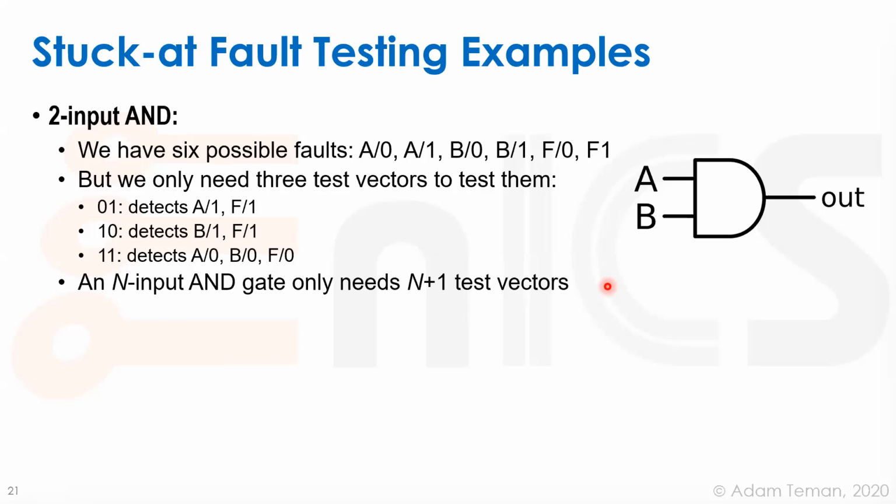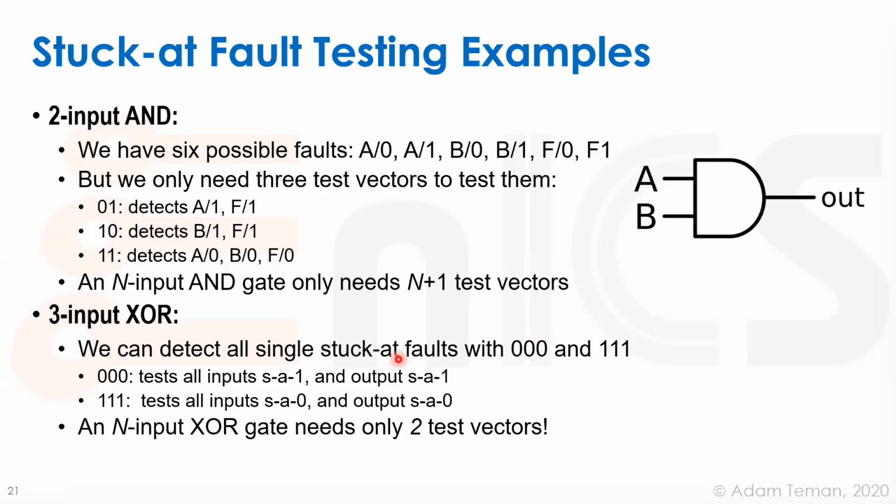Okay. What if we take an XOR gate? XOR gate, that's even better. So with a XOR gate, when you take a 3-input XOR gate, you can actually detect all single stuck-at faults with 0, 0, 0, or 1, 1, 1. Okay? Because if we put 0, 0, 0, our output should be 0.